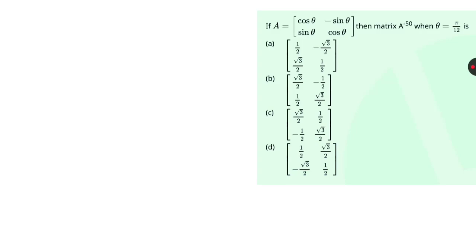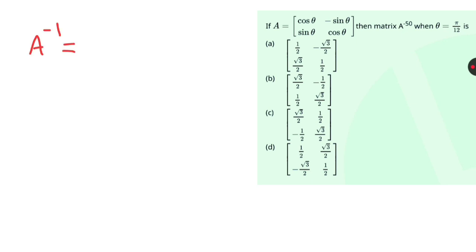Today's question is, if A equals the 2 by 2 matrix cos theta, minus sin theta, sin theta, cos theta, then matrix A raised to power minus 50 when theta equals pi by 12 is, you have to find out the value of A raised to power minus 50. So first, A raised to power minus 50 is nothing but the inverse matrix. So first we need to find the inverse of the given matrix.